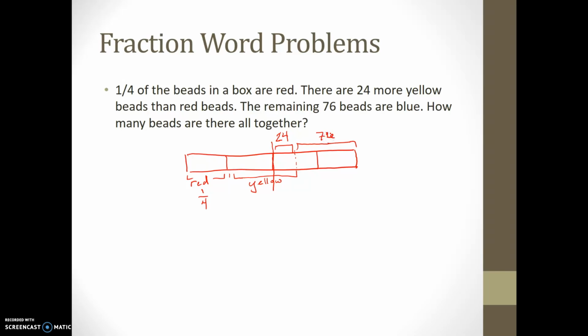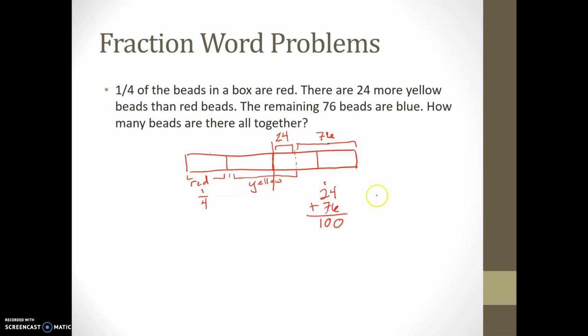Okay. Well, when we look at our bar model here, we can see that these 2 units right here are half of the bar model, right? And then that leaves this portion over here, which is also half. So even though I'm not exactly sure how many units the 24 and 76 are, I do know that added together, that's going to equal half my number of beads. So I can add those together, 24 plus 76, and that equals 100.